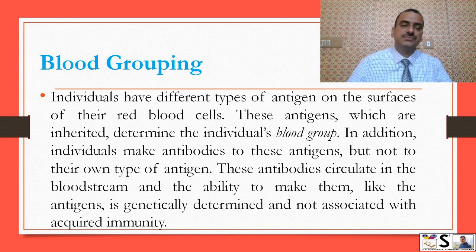In addition, individuals make antibodies to these antigens, but not to their own type of antigen. These antibodies circulate in the bloodstream, and the ability to make them like the antigen is genetically determined and not associated with acquired immunity.